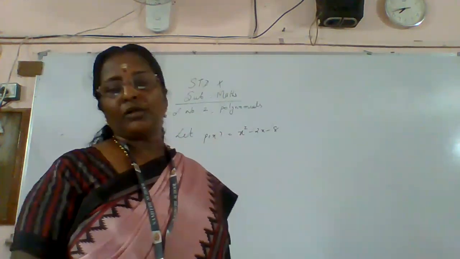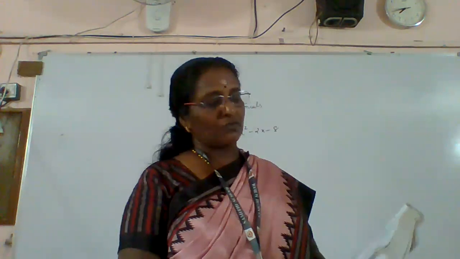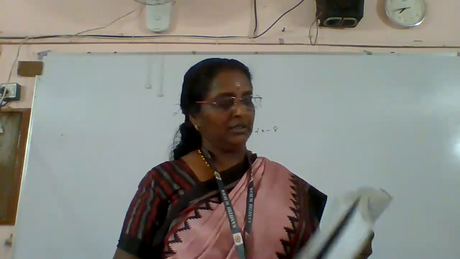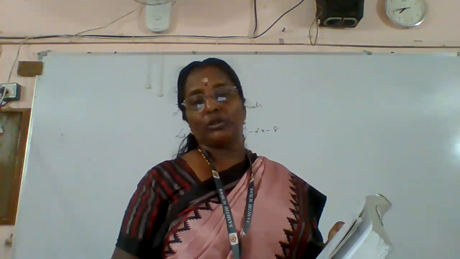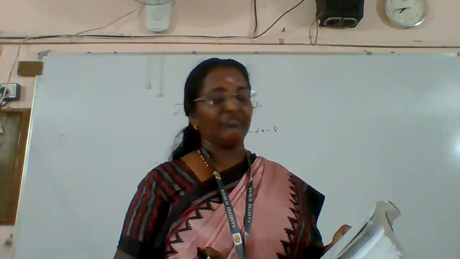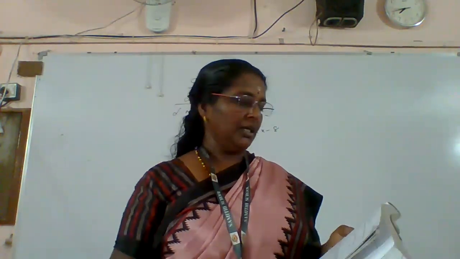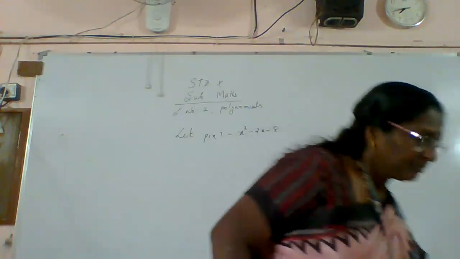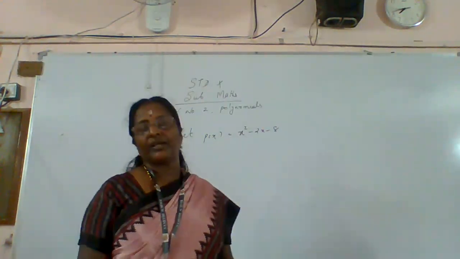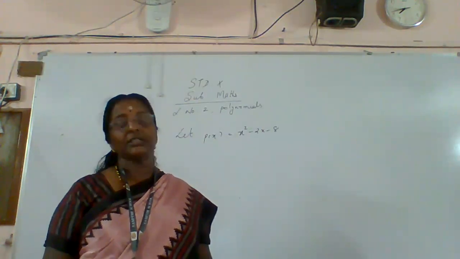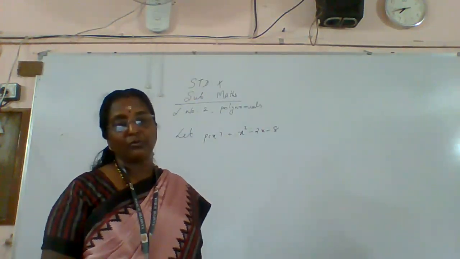So how to find out the zero of the polynomial? Your question is to find the zeros of the polynomial. You have to read the question and understand it. So you have to find the zeros of the polynomial first. Second, verify the relation between the zeros and the coefficients. Just now we don't know that. So first you can find out the zeros. What's the method of finding out the zeros? You know it.